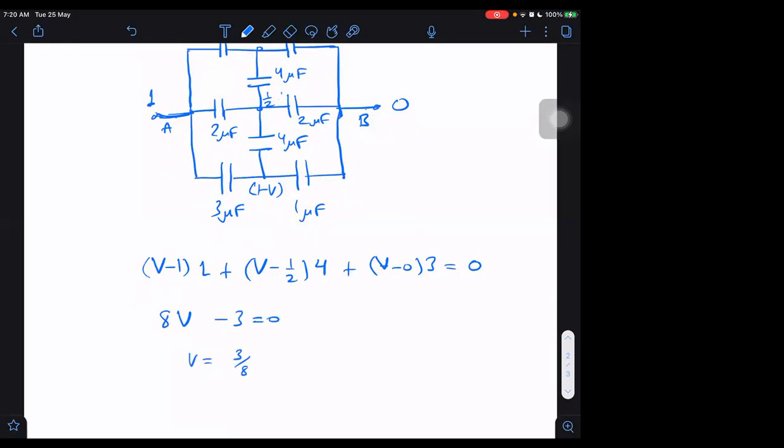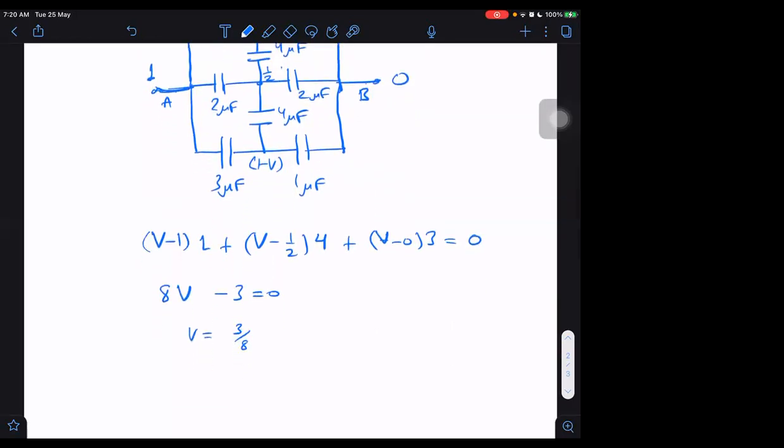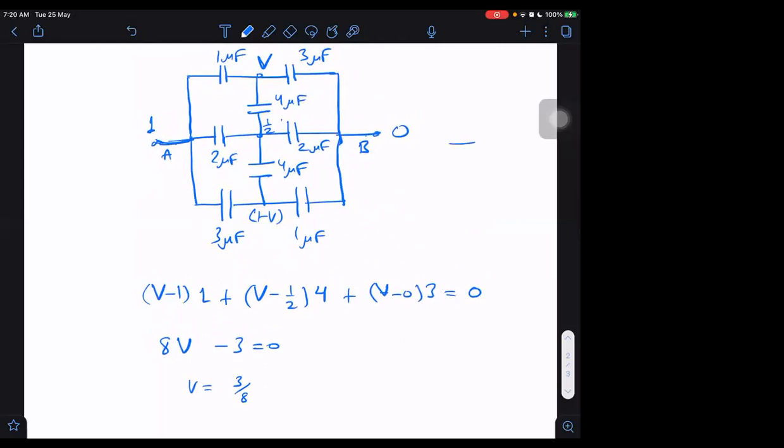After getting the V value, what is our next step? To get the capacitance, what is the equivalent capacitance meaning? Equivalent capacitance meaning I should have a single capacitor which, when connected to a 1 volt battery, should draw the same charge from the battery as this is drawing. Means what should be the charge entering this side? Q, the same charge as it is entering here.